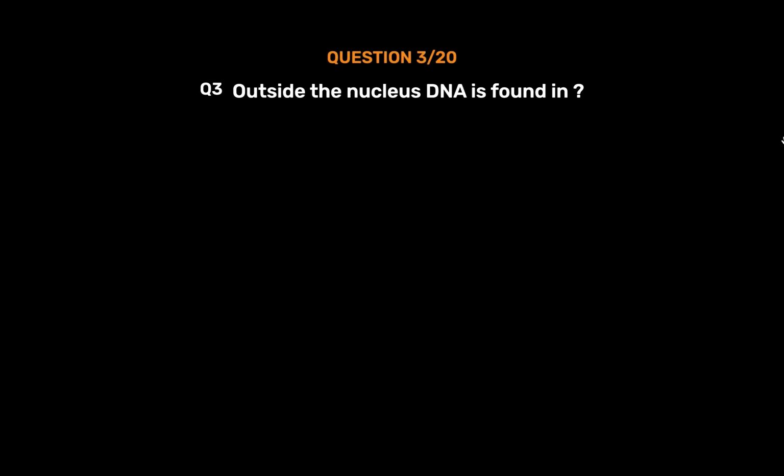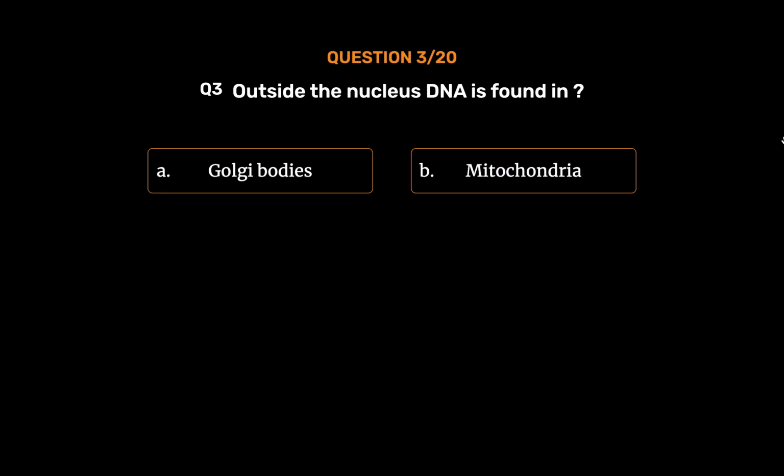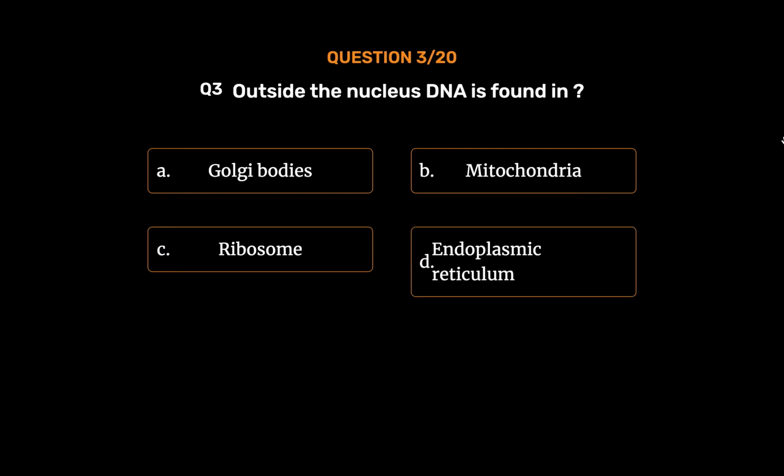Question number 3. Outside the nucleus DNA is found in Option A. Golgi bodies. Option B. Mitochondria. Option C. Ribosome. Option D. Endoplasmic reticulum. The correct answer is Option B.